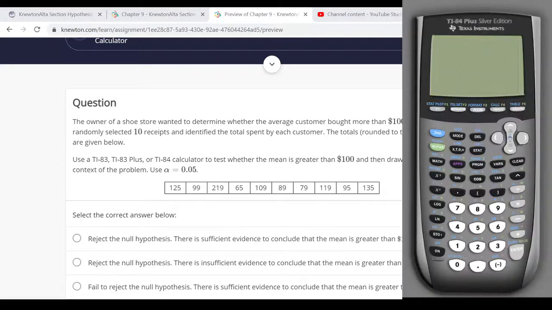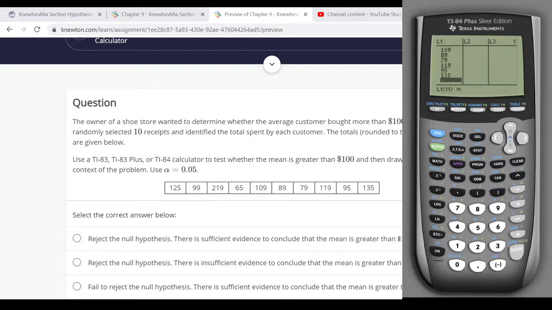What I'm going to do is enter my list of data in the calculator. Go STAT, Edit, and I've got list 1 cleared. It doesn't matter which one, just make sure you're paying attention to which list you're entering data into. So 125, 99, oops. I'm going to come back when this is complete.